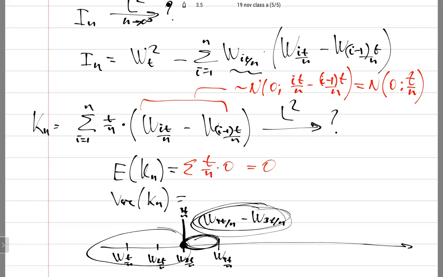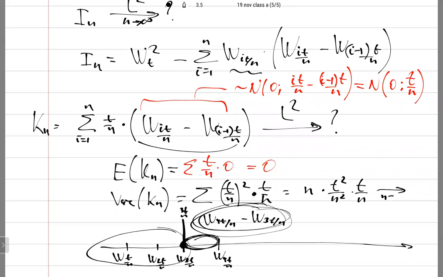And if they are independent, the variance of a sum is just the sum of the variances. The sum of t over n squared multiplied by the variance of one separate term. And the variance of one separate term is t over n. So I have n times t squared over n squared times t over n. And the limit, if n tends to infinity, is 0.